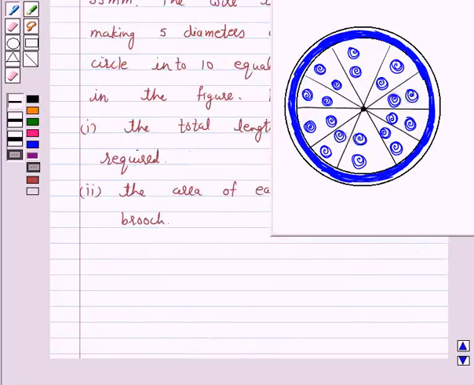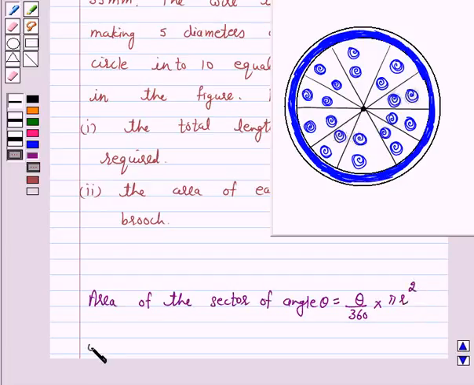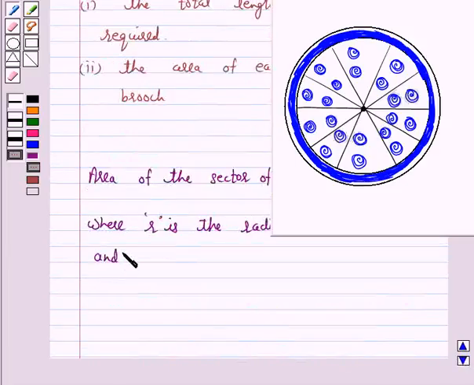Now, this problem is based on the area of a sector of a circle, and we know that the area of the sector of angle theta is equal to theta upon 360 into pi r square, where r is the radius of the circle and theta is the angle of the sector in degrees.